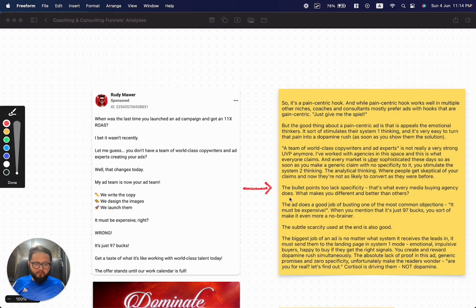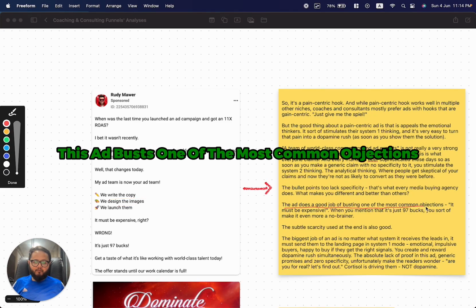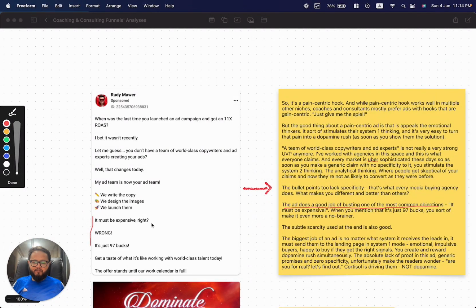Okay. So bullet points: 2, lack of specificity. That's what every media buying agency does. What makes you different? World-class copywriters and ad experts, image experts, nothing too specific. That does a good job of busting one of the most common objections. So this part is good. It must be expensive, right?